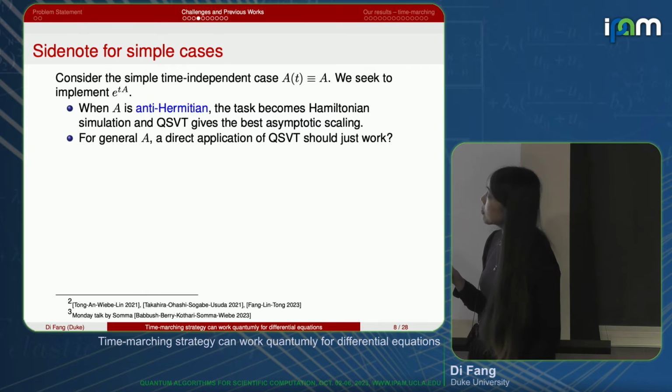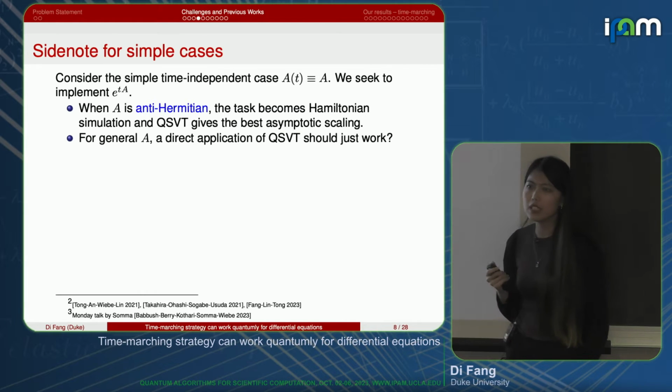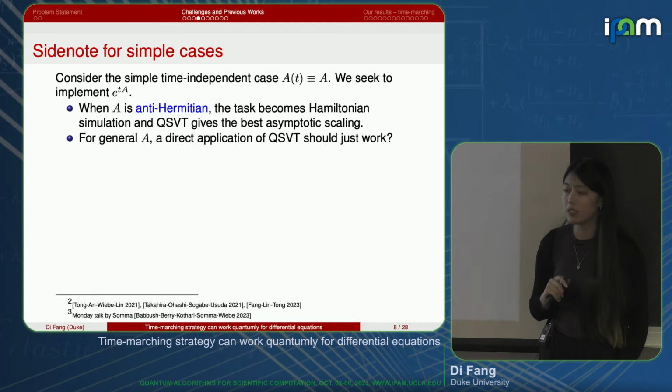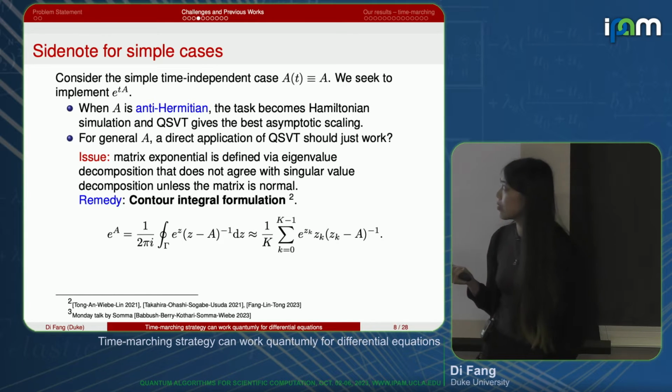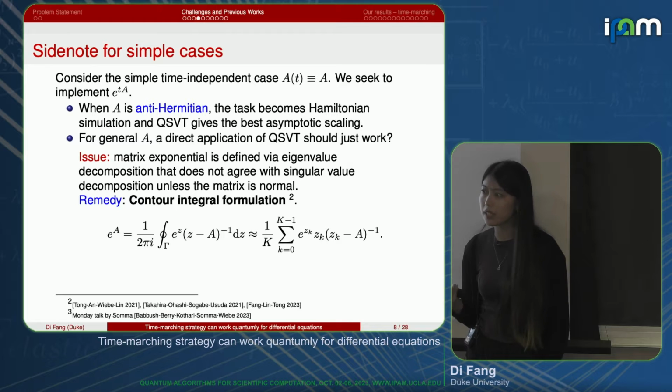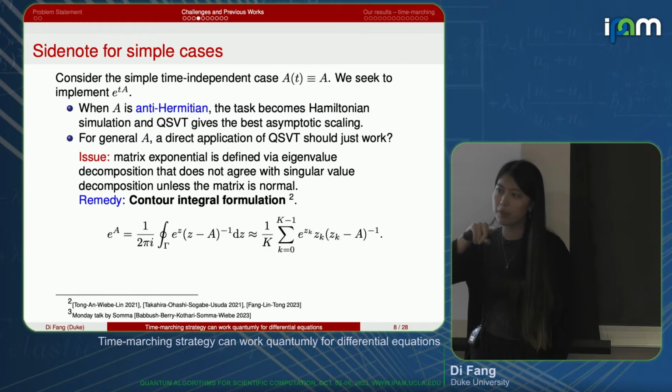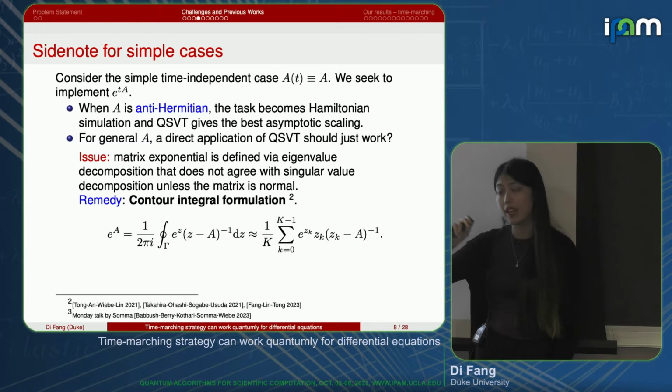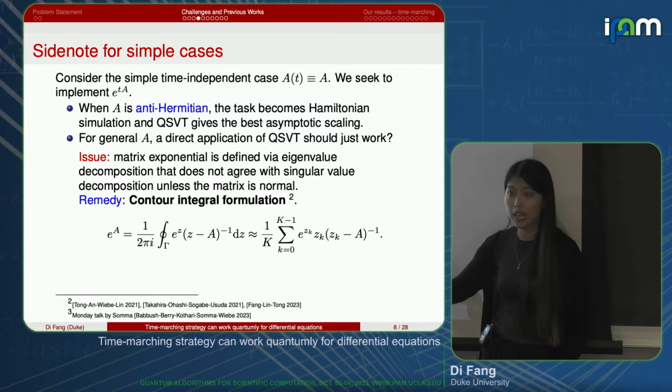And then you may wonder, what about general A? Shouldn't QSVT just work? I just apply a similar idea. Well, it's not anti-Hermitian anymore. Maybe I can still use QSVT. What's wrong with that? There is a slight note that you might notice immediately: QSVT is doing the singular value transformation, which means you are applying a function to the singular value part alone. However, if we talk about matrix functions, they really agree with eigenvalue transformation. So the singular value transformation may not be the same thing as the eigenvalue transformation, which is indeed the case here.